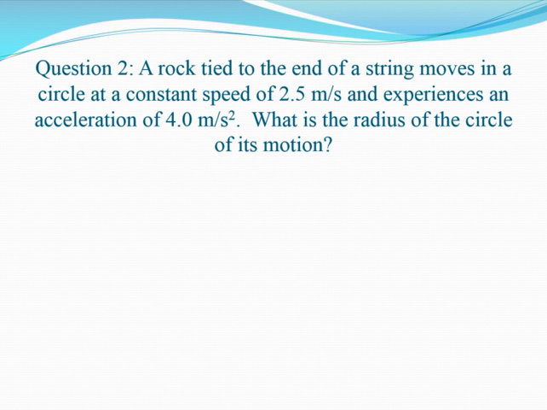So let's look at another question. We have a rock tied to the end of a string and moves in a circle at a constant speed of 2.5 meters per second. It experiences an acceleration of 4 meters per second squared. And we want to find the radius of the circle of that motion.